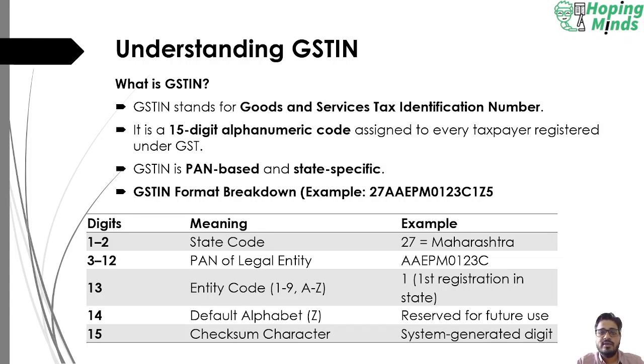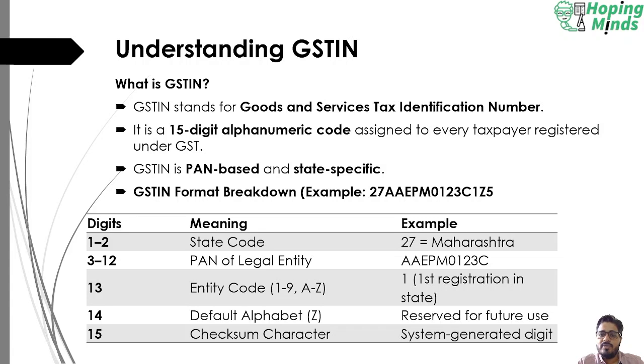What is GSTIN? GSTIN is a 15-digit alphanumeric code that is issued by the department upon the registration of a taxpayer. GSTIN is PAN-based and state-specific. Let us understand the structure of GSTIN by breaking down the format.